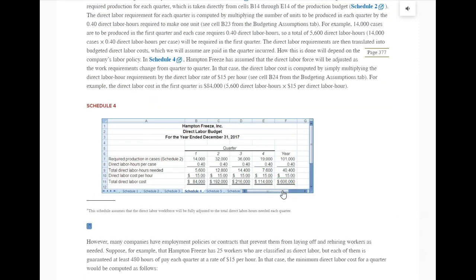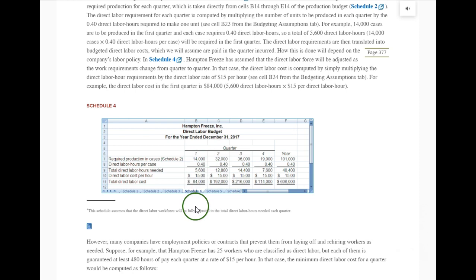Now let's look at direct labor. This is the direct labor budget. If we're going to produce, again, going back to the 14,000 in quarter number 1, 14,000 cases, and it takes 40% or 0.4 of an hour for a case, we need to have 5,600 direct labor hours for quarter number 1.